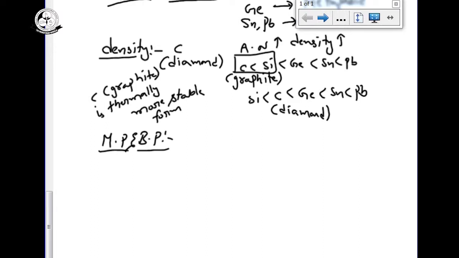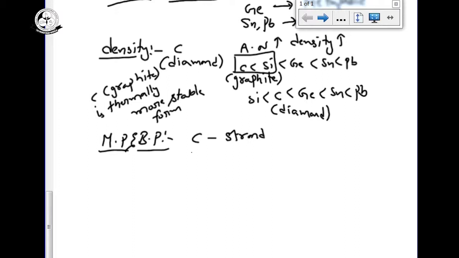Melting and boiling points from top to bottom, as atomic number increases, will decrease. Why? Because the bond strength decreases. Carbon can form strong bonds when compared with lead, so that's why the melting and boiling points of carbon are very high.